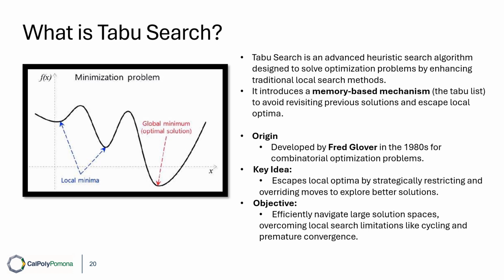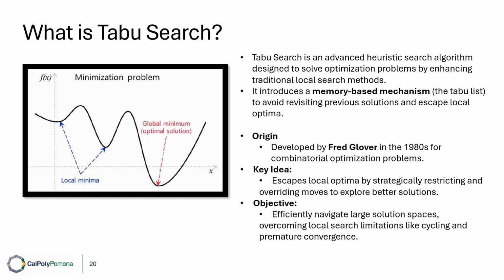Our solution space is filled with traps known as local minima. In this graph, the dips represent these local minima, suboptimal points where many traditional algorithms might get stuck. But the ultimate goal is the global minimum, the lowest point on the curve.